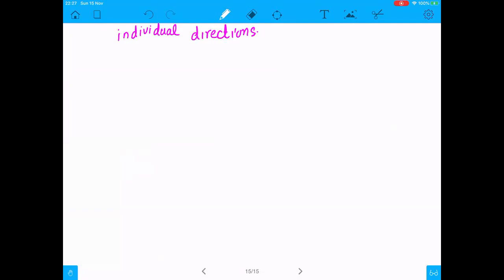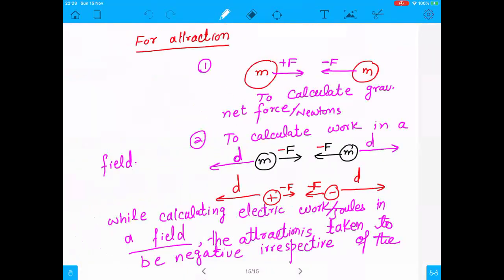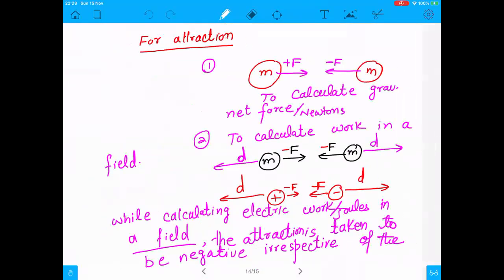If you're calculating net force on an object, you should apply the signs, and the signs will follow the vector convention when you calculate the net force. So if you are calculating the net force or newtons, then you have to apply signs according to the vector convention, that is, direction towards right should be given a positive sign and the direction towards left should be given a negative sign. However, if you're calculating work or joules in a field, then you have to take the attraction to be a negative force and a repulsion to be a positive force. So while calculating the joules, you have to give repulsion a positive sign.